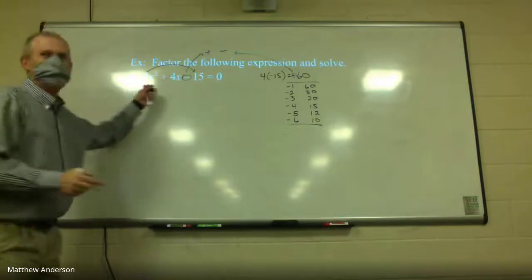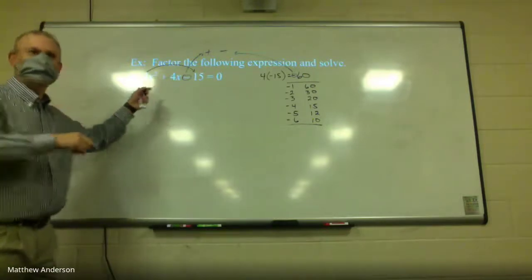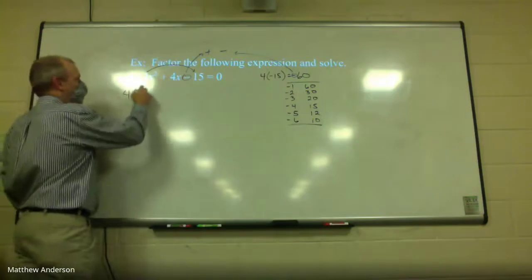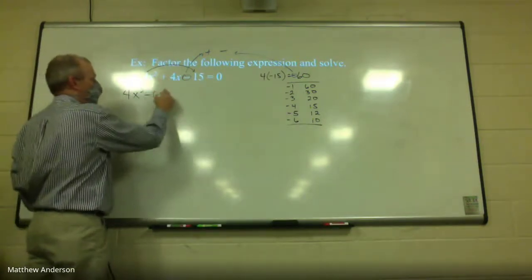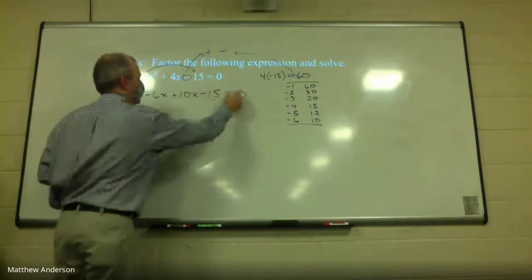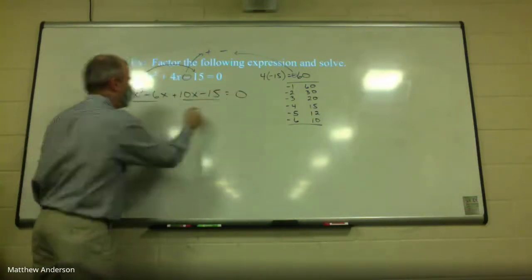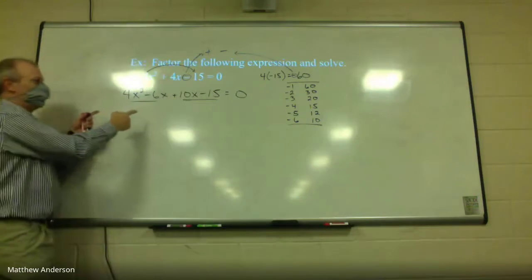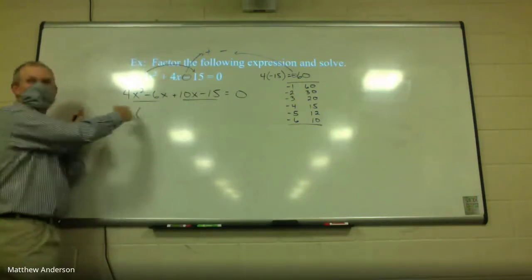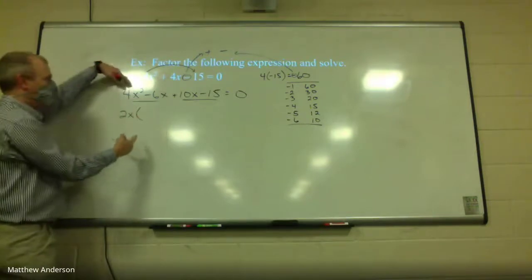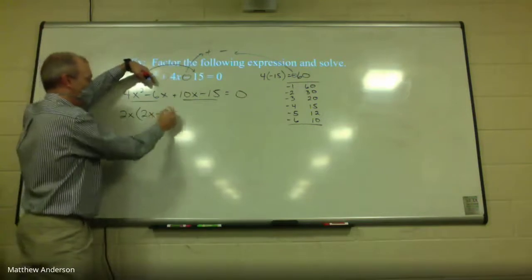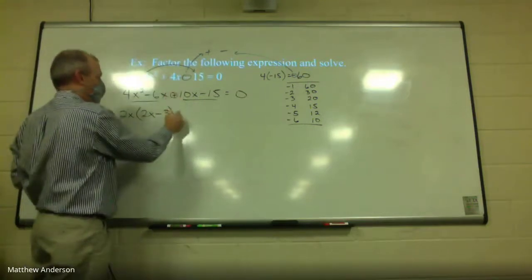So then what do we do? See if you remember from before. We rewrite it. 4x squared minus 6x plus 10x minus 15. We group them. What can we take out of the first group? A 2 and an x. And what's left when we divide out the 2 and the x? Right here we'll have 2x, and here we'll have minus 3.